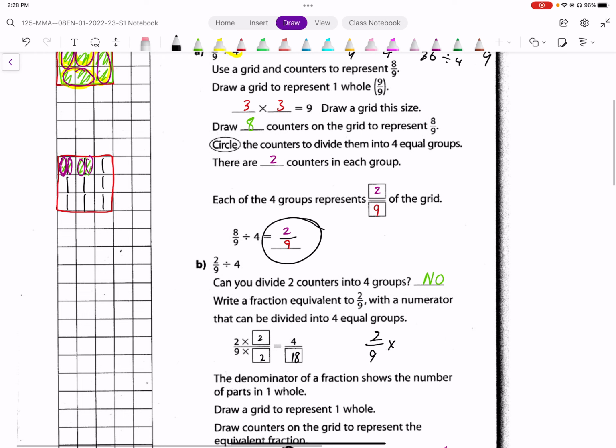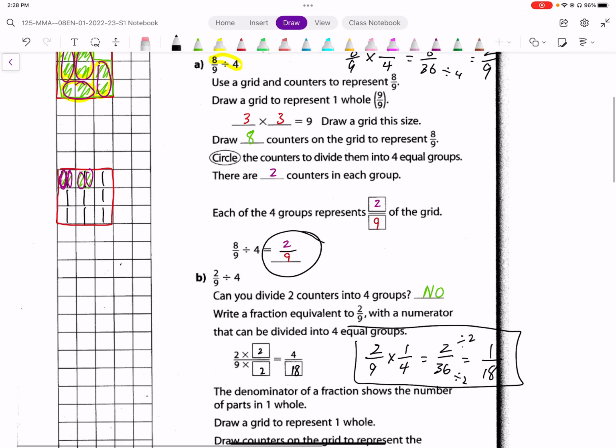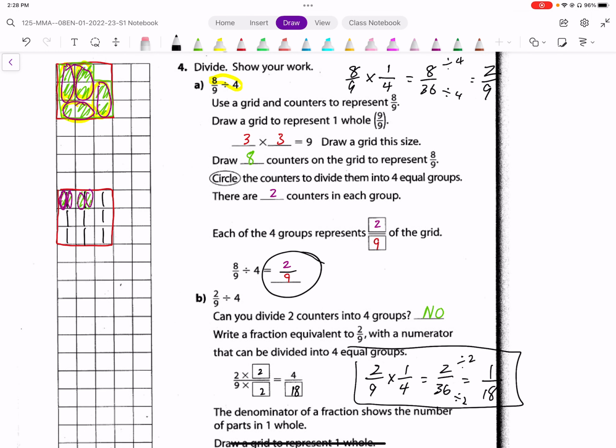The same here, I get 2 over 9. Instead of divide by 4, I'm going to multiply by the reciprocal. I end up with 2 over 36. I'm going to divide by 2, I get 1 over 18. So this strategy is the one we want to use most of the time, but the visual that we're doing for this is going to be dividing the numerator into equal parts.